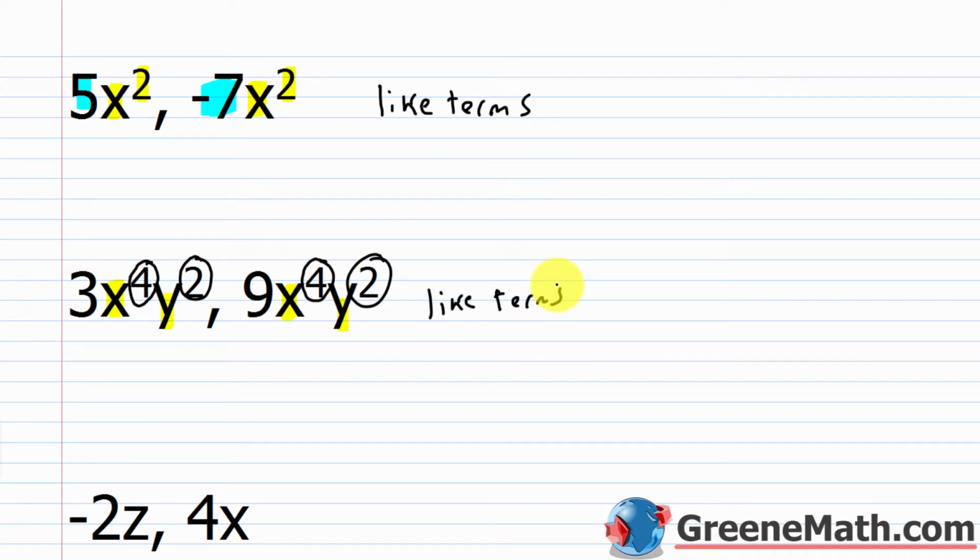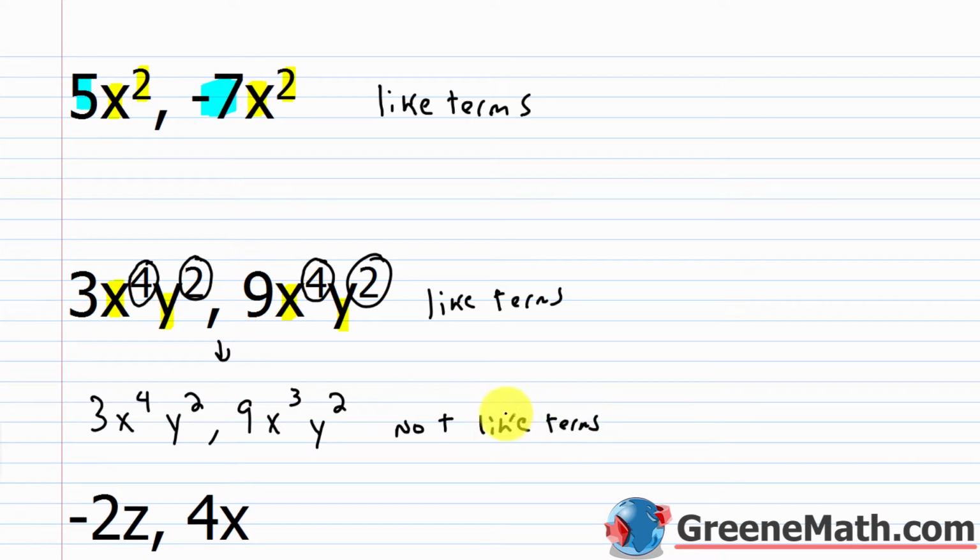And let's say you got a situation where you had something like 3x to the 4th power y squared. And then this differed by just a little bit. Let's say it was 9x cubed y squared. These are not like terms. Because this right here is x cubed and this is x to the 4th power. So everything in terms of your variable and the power that it's raised to has to be exactly the same. It can't differ even by a little bit.